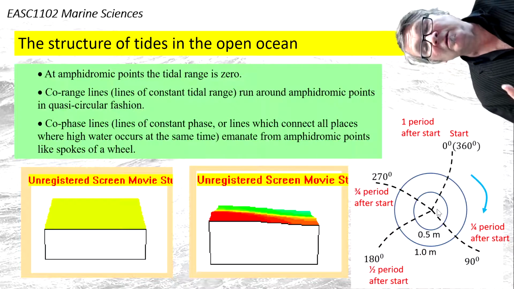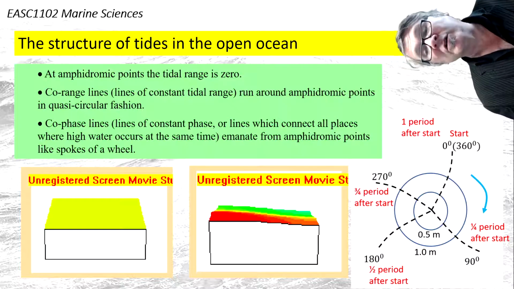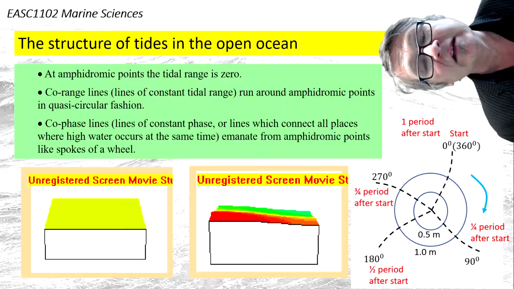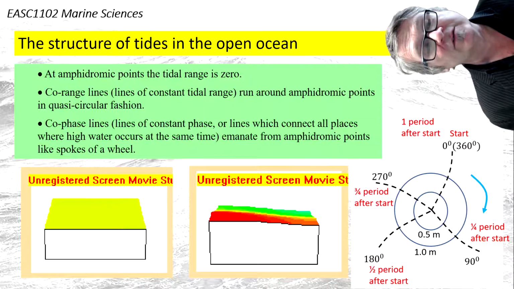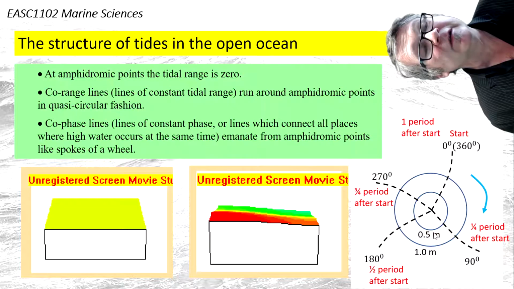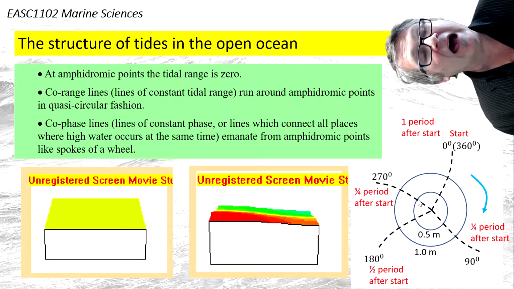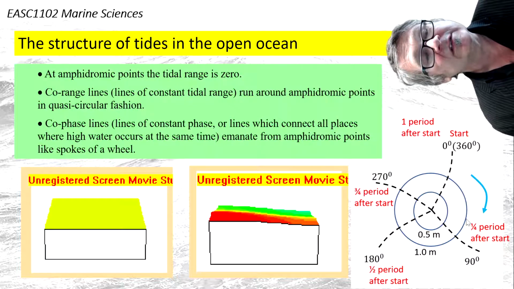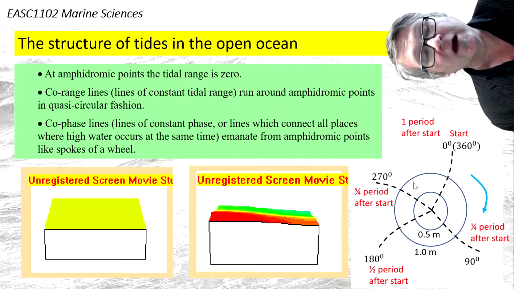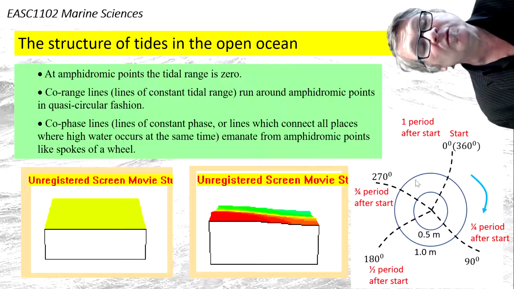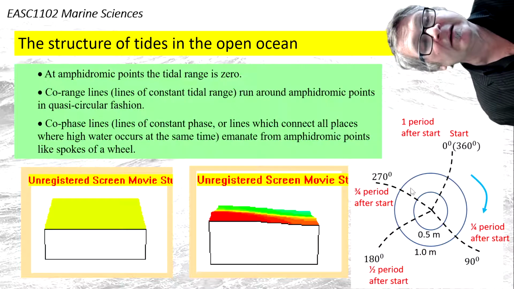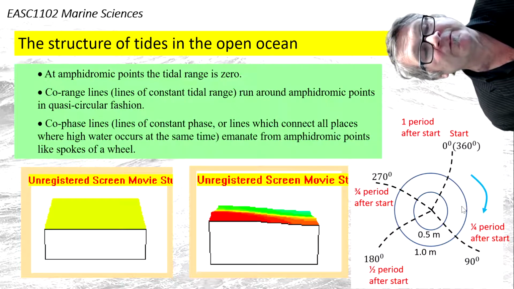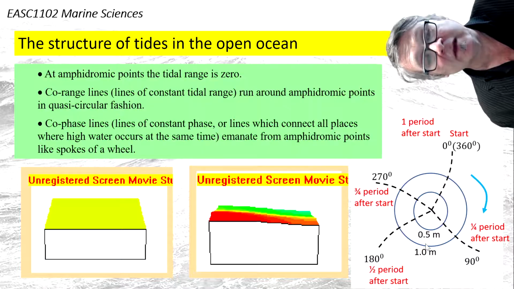Then we can use so-called co-range lines, the lines of constant tidal range that run around amphidromic points. Okay, these are, for example, shown here as 0.5 meter tidal range and 1 meter tidal range. So as the wave progresses around the amphidromic point, at some point in time, you get a tidal range of 1 meter if you follow along this circle.